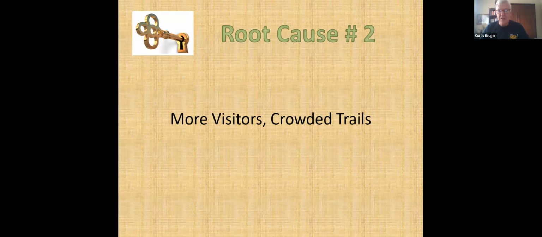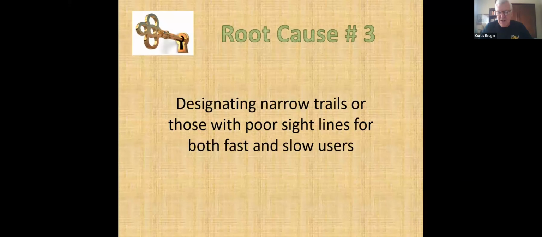And then not all trails are safe for both fast and slow visitors. Poor sight lines, whether due to terrain or vegetation, can be dangerous. Ignoring this fact contributes to trail conflicts. Land managers must resist the pressure to designate all trails multi-use.